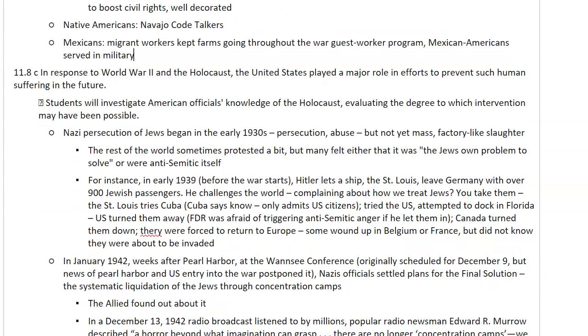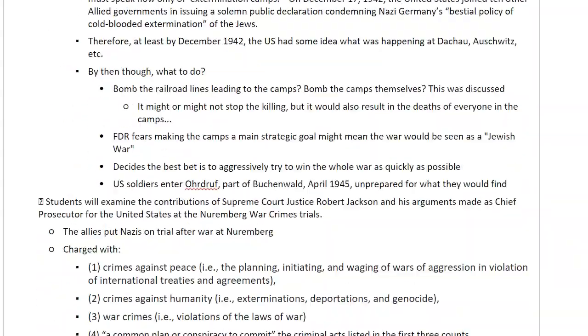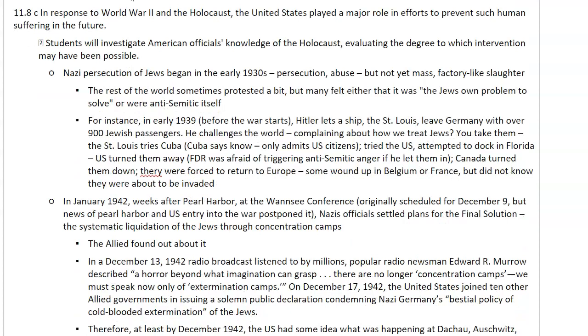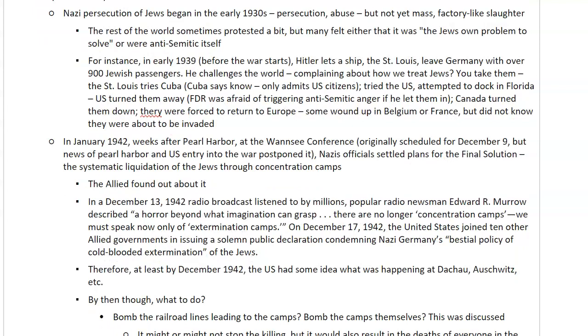Okay, next little item here. In response to World War II and the Holocaust, the U.S. played a major role in efforts to prevent human suffering in the future. All right. So, just briefly, Nazi persecution of Jews began in the early 1930s. Persecution, abuse, but not yet mass factory-like murder.